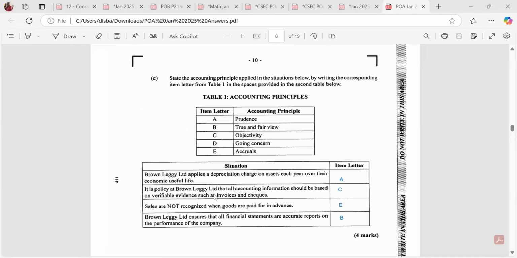Going concern: a company is considered a going concern if it's expected to be in operation in the foreseeable future. None of those situations said anything like that. That's why going concern was left out.